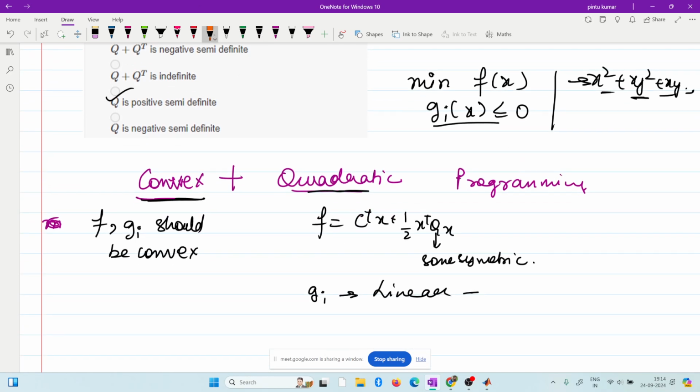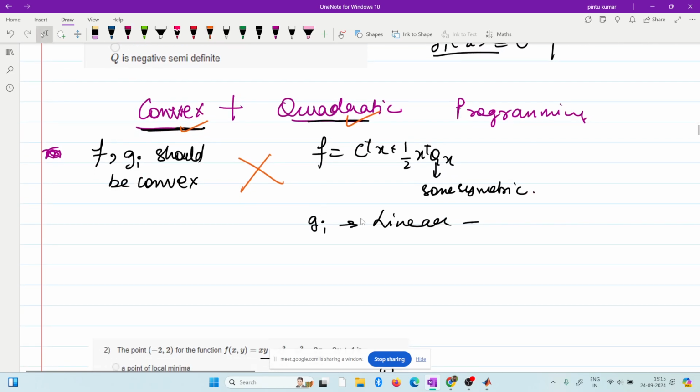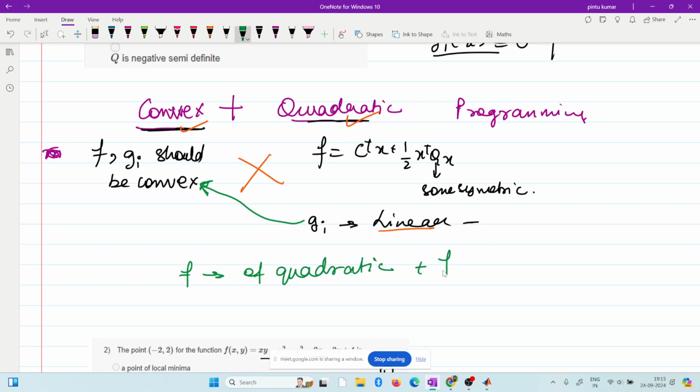Okay. Now what you want to do is merge these two definitions. So what you want is convex plus quadratic. One thing that you should remember is that if any function is a linear function, then it is also a convex function. Now, because we have said that our g_i's are linear, they are indeed convex also. So if you talk about a convex quadratic problem, then what you want to check is whether your f is of quadratic form, plus your f is convex. And the second thing that you want to check is that all your g_i's are linear. Okay. So this is how you can define a convex quadratic problem.